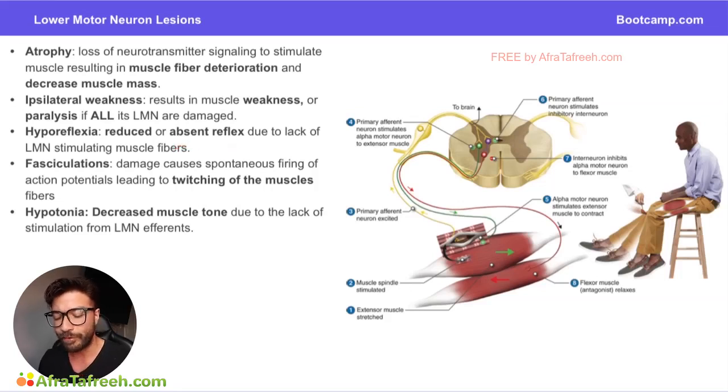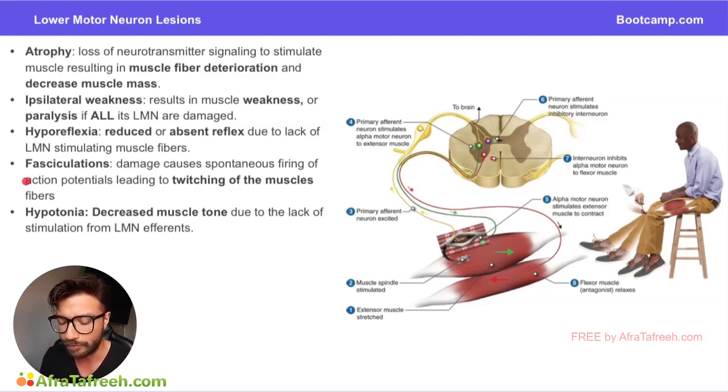We'll also have fasciculations. Now, fasciculations, this is essentially just twitching of the muscle fibers. And this is caused by spontaneous firing of action potentials at that neuromuscular junction, stimulating those muscle fibers, causing the muscles to twitch. And this is due to damage to portions of a lower motor neuron. It's going to cause spontaneous firing of those action potentials, and you're going to see kind of like twitching at those muscles.